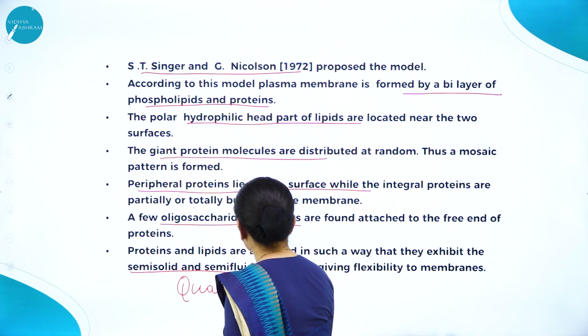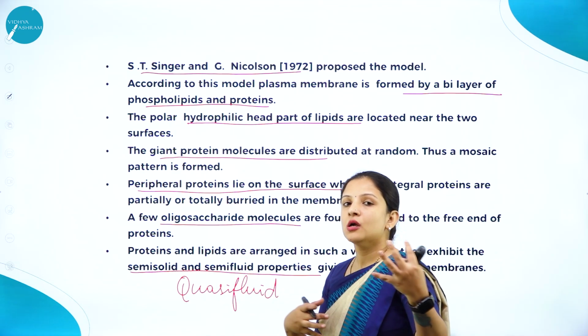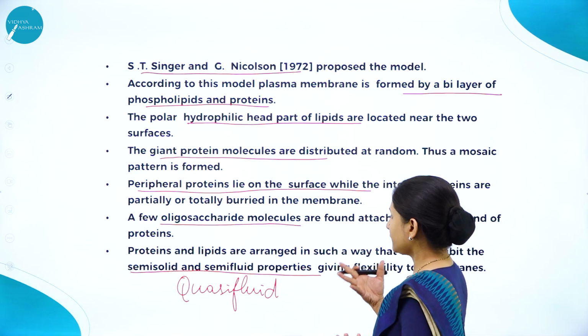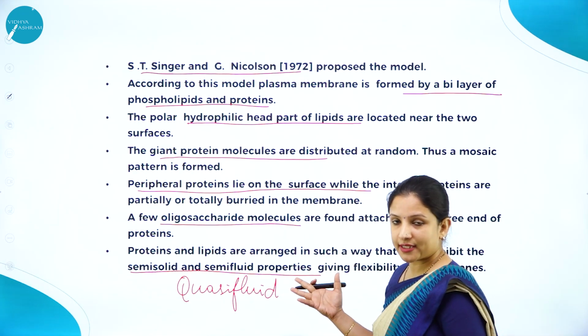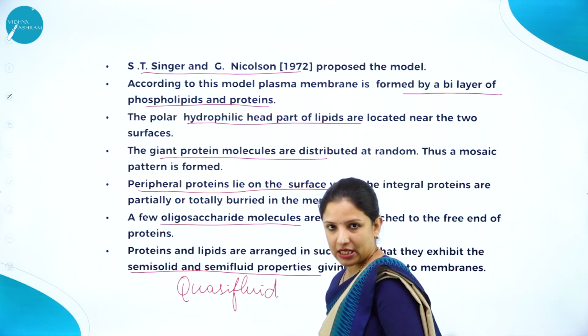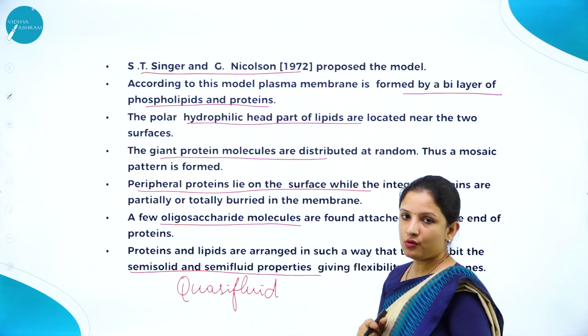Quasi-fluid means semi-solid and semi-fluid, and that is why proteins are capable of moving in whichever direction they want within the lipid bilayer. So that is why it is called the fluid mosaic model, and this particular quasi-fluid nature gives it flexibility. So many points you have to write.